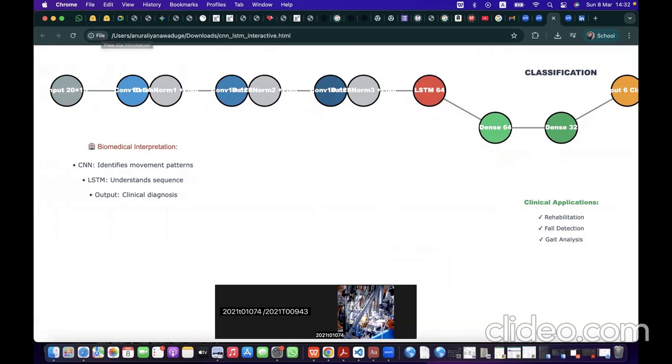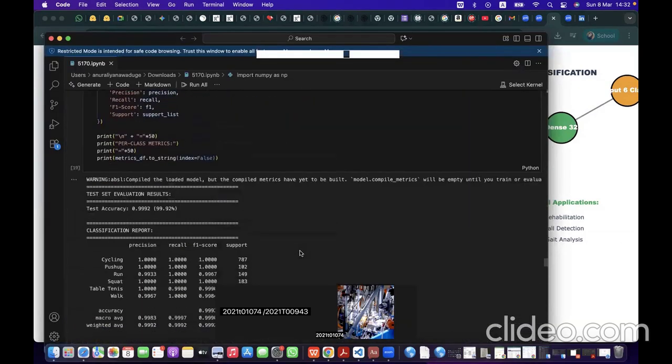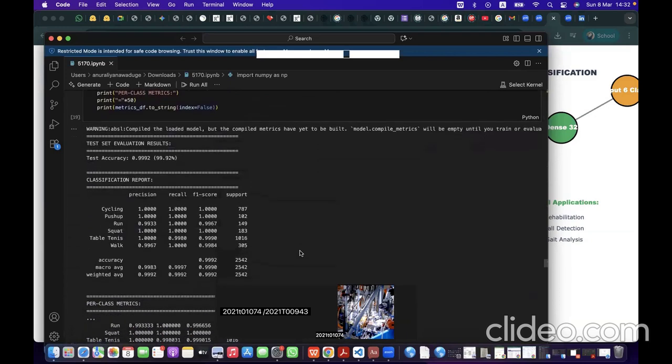So if you go to the training validation, you can see that to evaluate the model, I use multiple metrics. Accuracy, overall correctness. Finally, I had 100% accuracy. Precision: when it predicts an activity, how often is it correct? Recall: what percentage of actual activities did it catch?